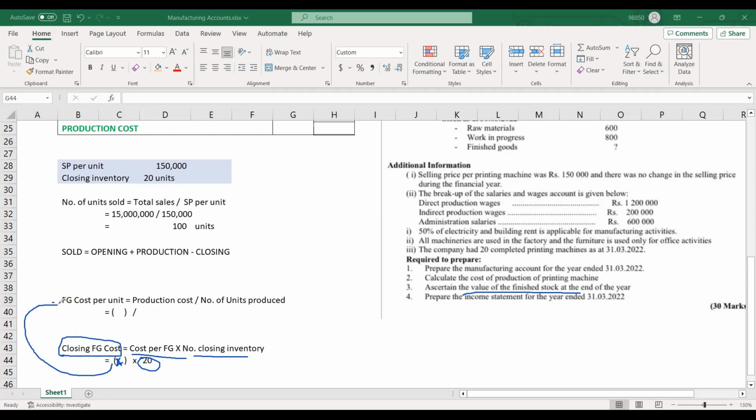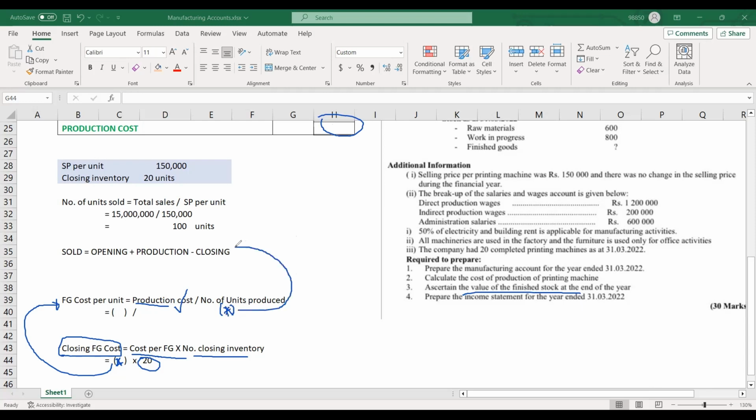So to find that out, we're looking at this. We know the cost of one finished good is the total production cost divided by the number of units produced, right? You take the total cost and divide it by the number of units that you have produced. So production cost you can find out. You just have to calculate this. You need to find out this number of units produced, right? How many exactly did you produce?